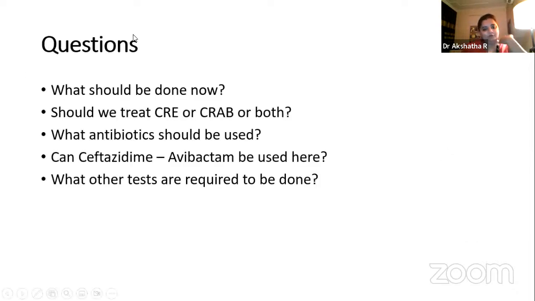So I have a few questions now. What should be done now? Should we treat the CRE? Should we treat the CRAB? Is CRAB a colonizer? Should we treat both? If we have to treat both, what antibiotic should be used? Can we use ceftazidime-avibactam in this? And is there any other test which needs to be done? So, anyone who is all for treating only CRE? Please comment. Please put it in the chat box.